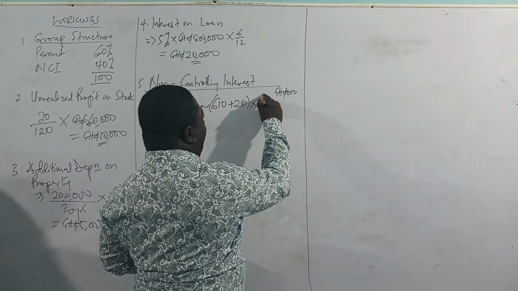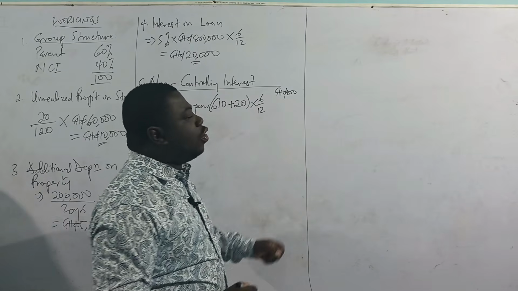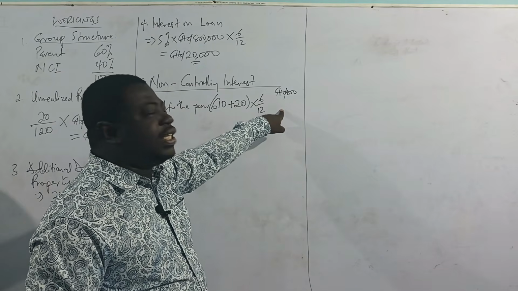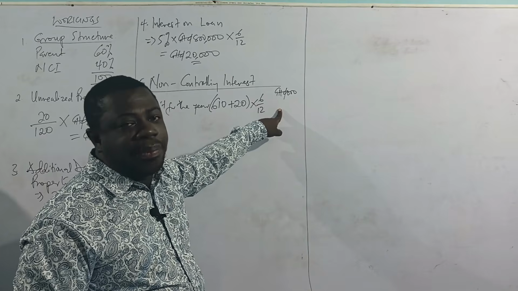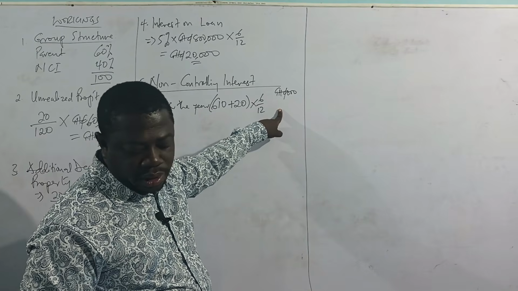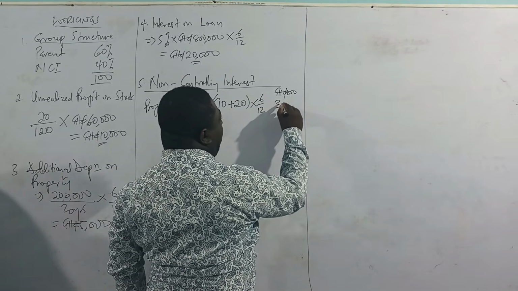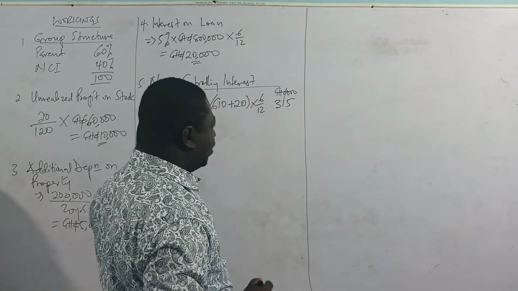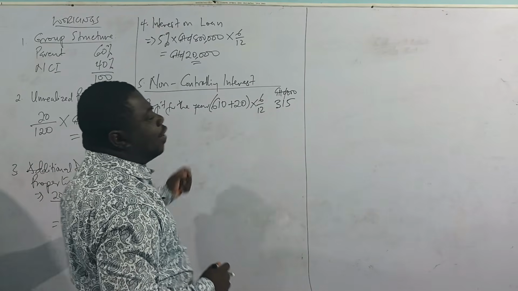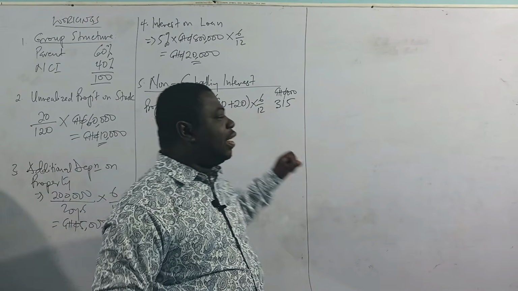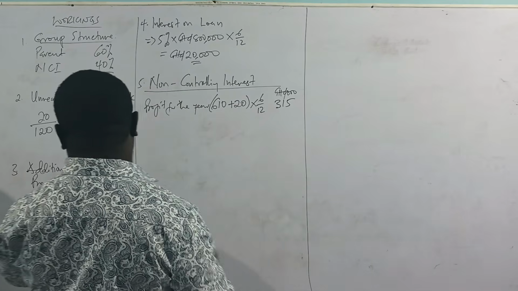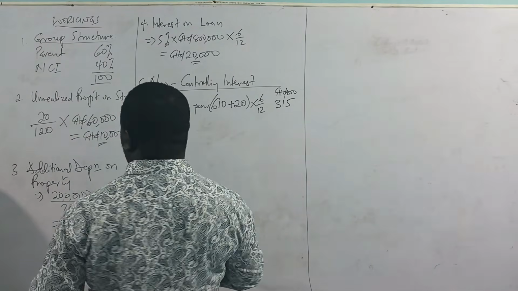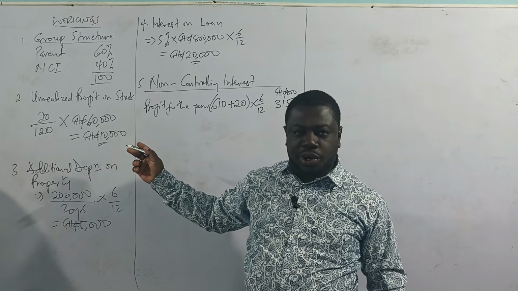Then we multiply that by 6 over 12. And that is going to give us the actual profit that is to be shared between the parent and the subsidiary, which in this case becomes 315,000 Ghana cedis. Then after we have done this, we can look at other adjustments like the depreciation adjustment and the unrealized profit as well.